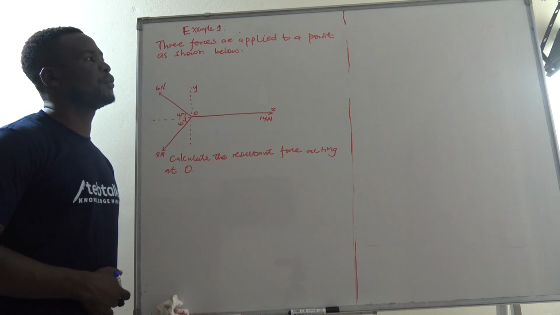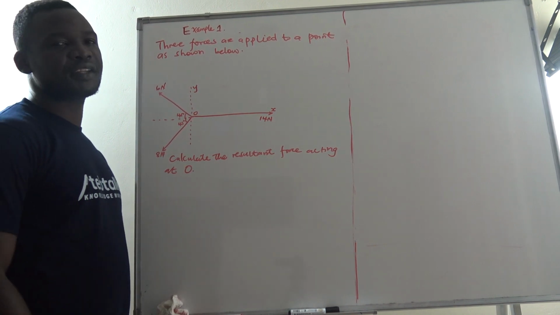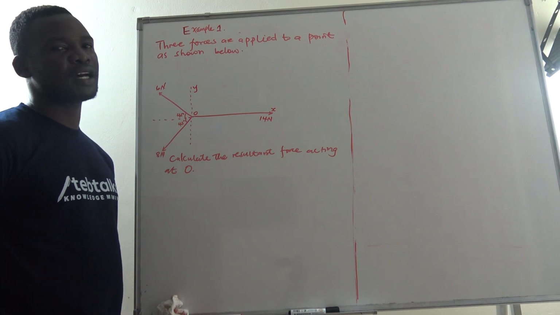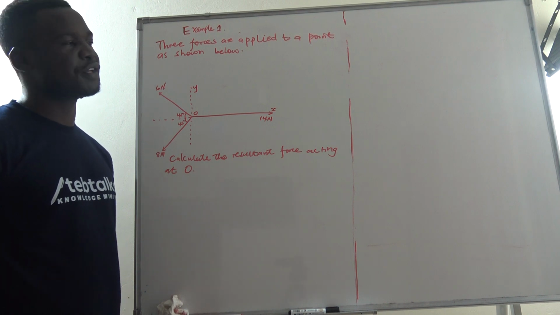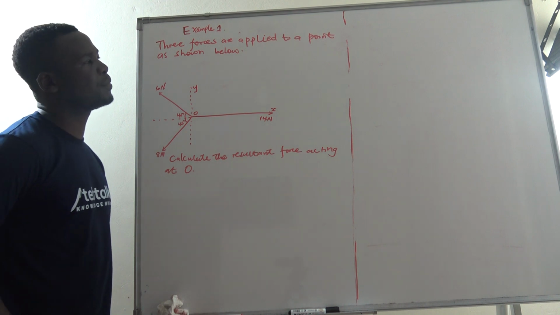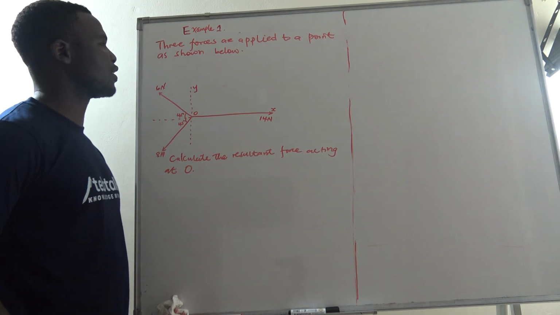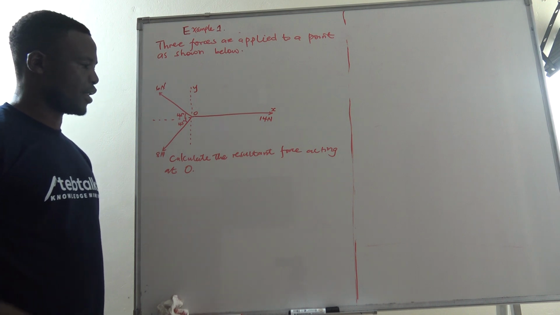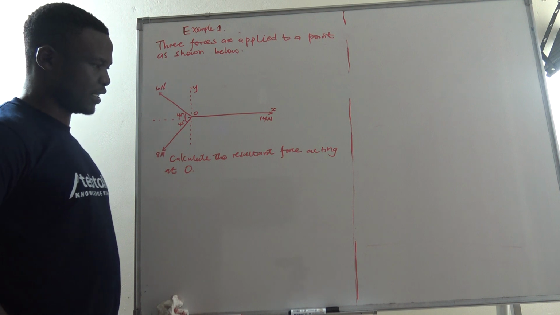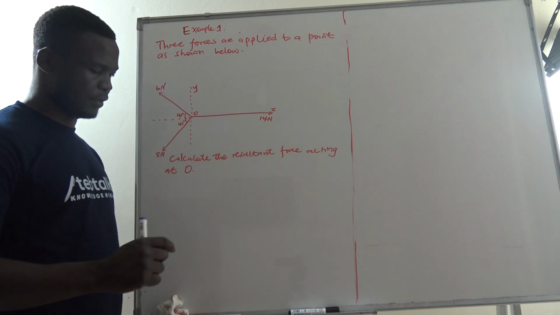In today's video, we're going to see how we get the resultant force of any number of forces that act on a body from a single point. Now, from our question here, they're saying that three forces are applied to a point as shown below. And the point is a point O. Now, the question asks us to calculate the resultant force acting at O.